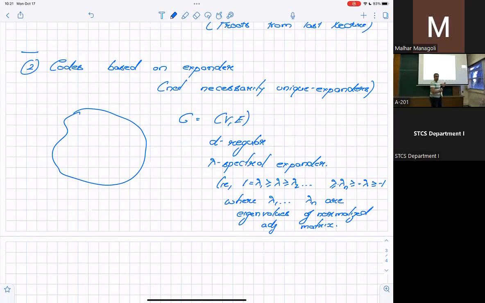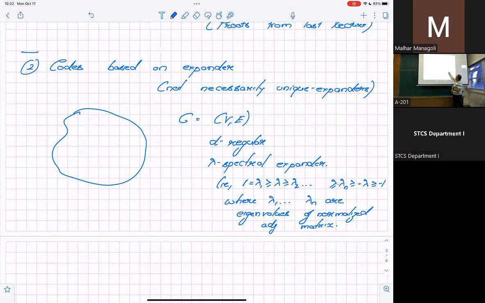This is a real symmetric matrix. Therefore, it has an eigenbasis, as you learned in linear algebra, and all the eigenvalues are in fact real. It's not hard to see that the largest eigenvalue is 1, which corresponds to the all ones eigenvector, and the smallest eigenvalue cannot be smaller than -1. The eigenvalues are between 1 and -1, so the other eigenvalues lambda 2 to lambda n are sandwiched between 1 and -1.